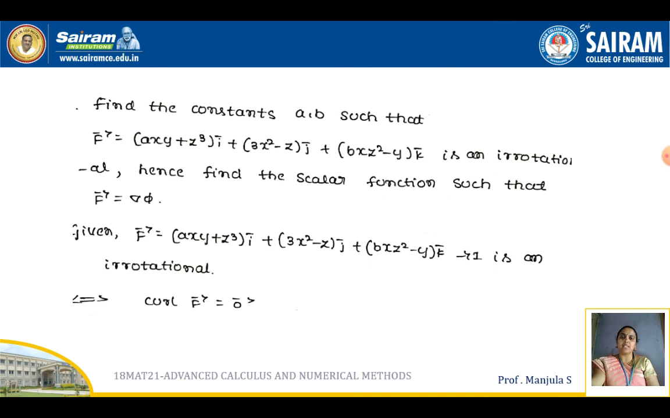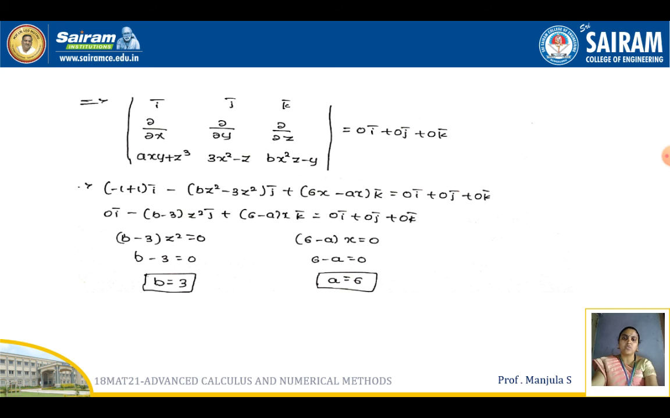Find the constants a and b such that vector f equals (axy plus z cube) into i cap plus (3x square minus z) into j cap plus (bxz square minus y) into k cap is irrotational. Hence find the scalar function such that vector f equals del phi. So clearly they have given that vector f is irrotational. So irrotational means curl f equals 0. So first we'll find the value of curl f in terms of a determinant.